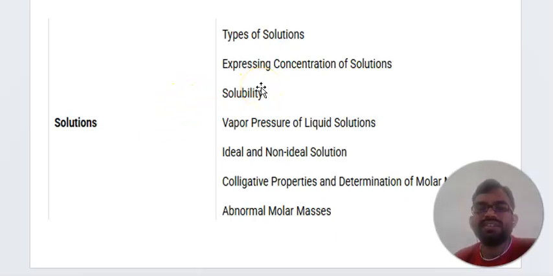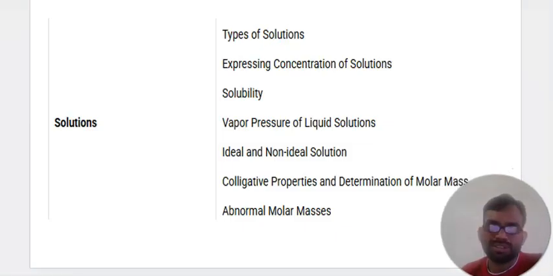After solid state, we can see solutions. Here we have types of solutions, expressing concentration of solutions like molarity, normality and solubility, vapor pressure of liquid solutions, ideal and non-ideal solutions, colligative properties and determination of molar mass, and abnormal molar masses.